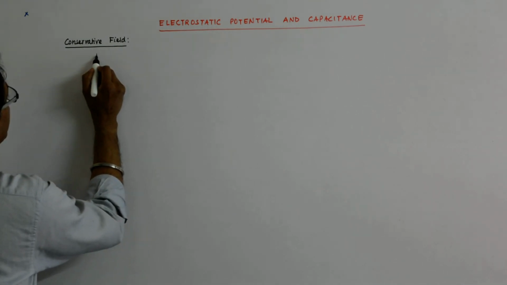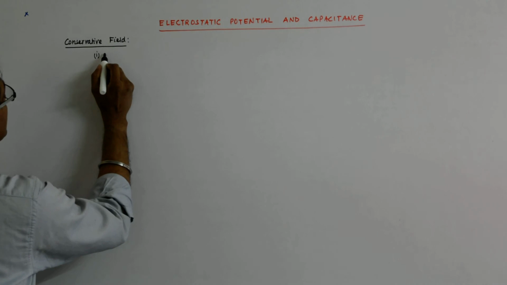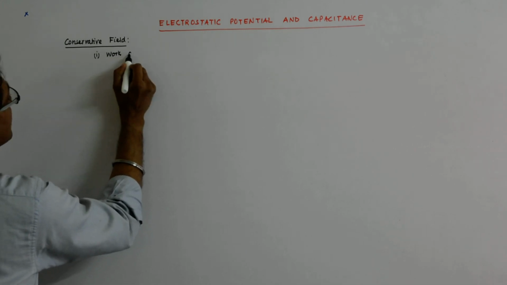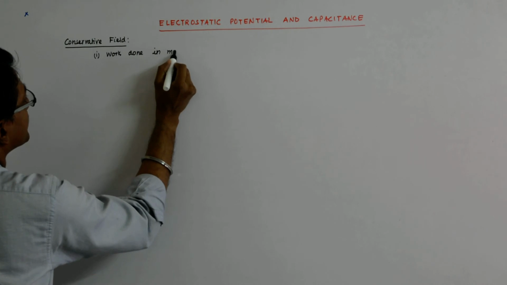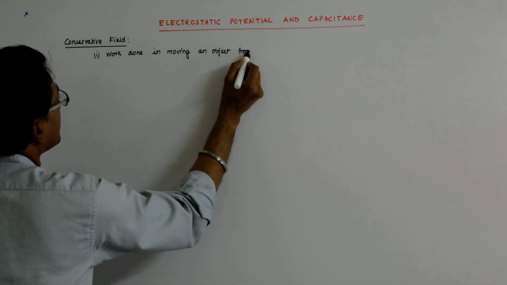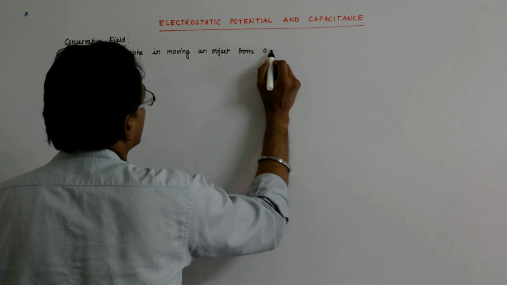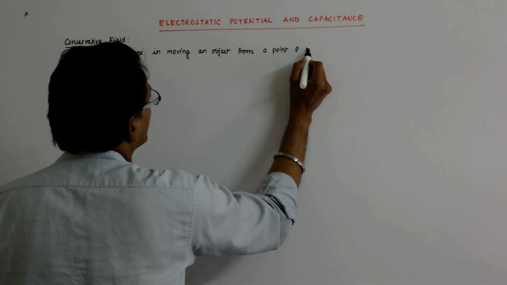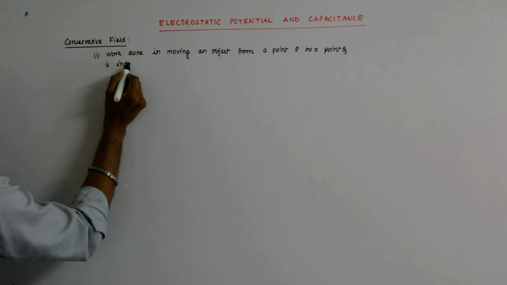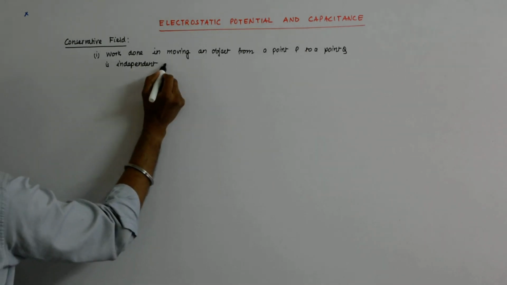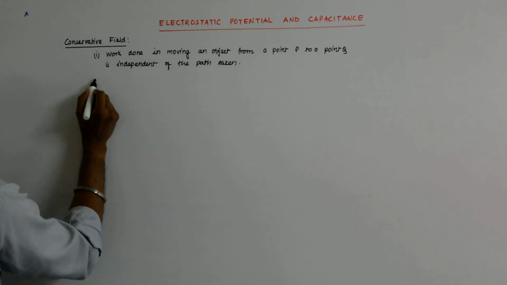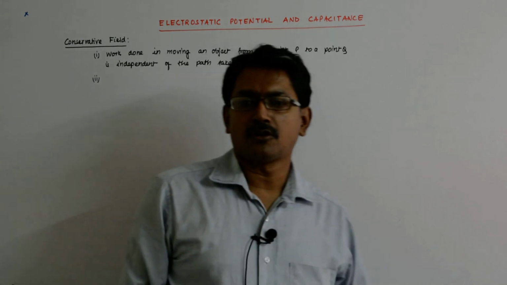Fine. So the first definition was that the work done in moving an object from a point P to a point Q is independent of the path taken. There was another fallout of that.